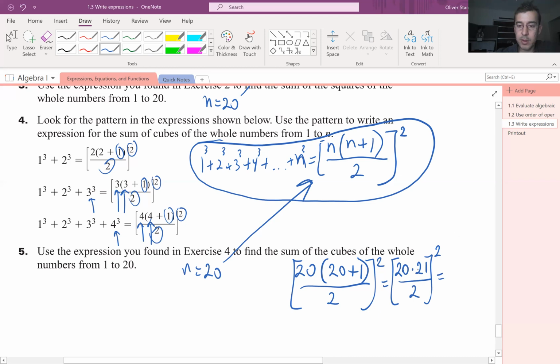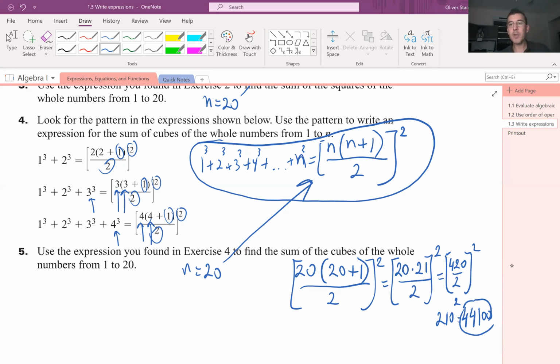So 20 times 21, 2 times 21 is 42, and the 0, 420. 420 over 2, all squared. 420 over 2 is 210, so 210 squared, or let's plug it in the calculator, 210 times 210, which is 44,100. Okay, so that's the answer. So we're done for today.